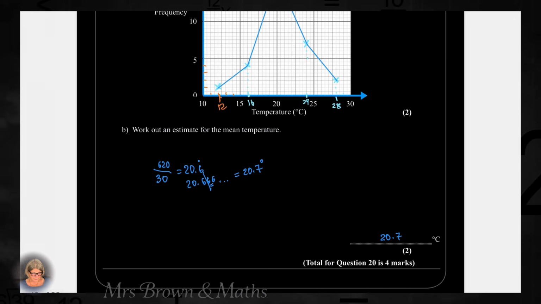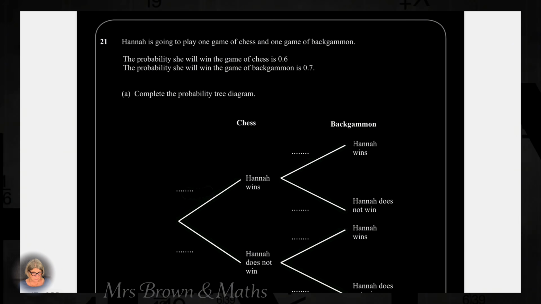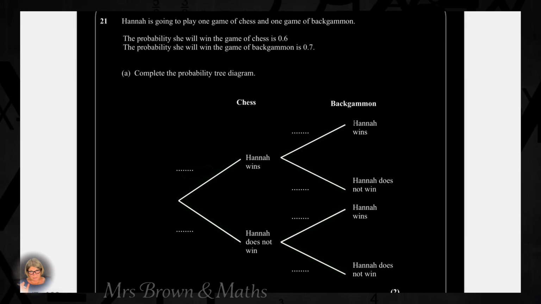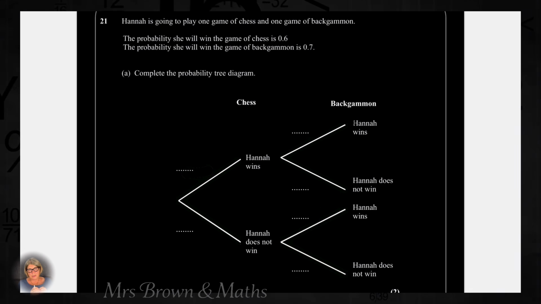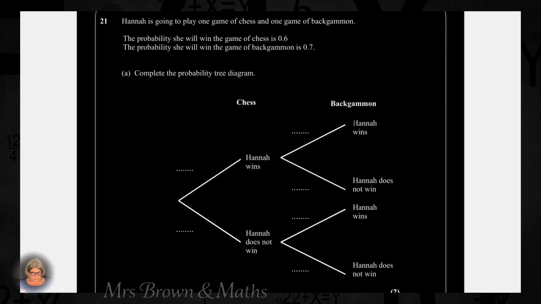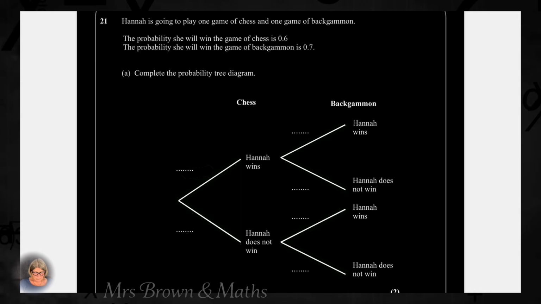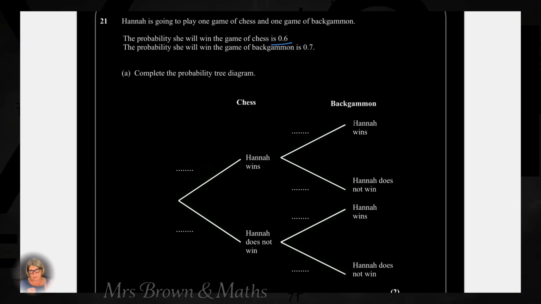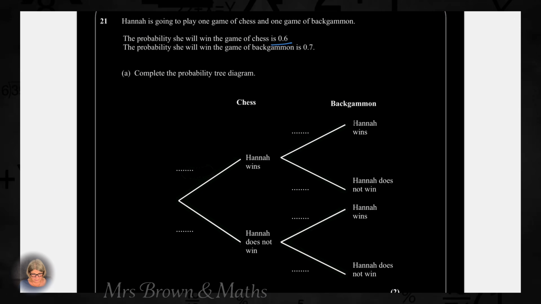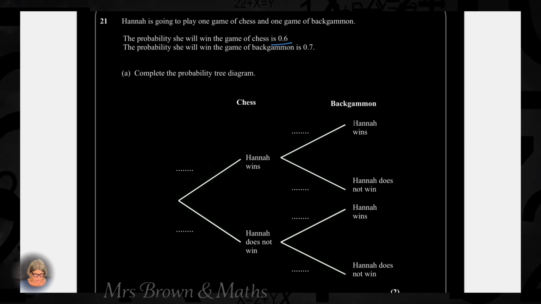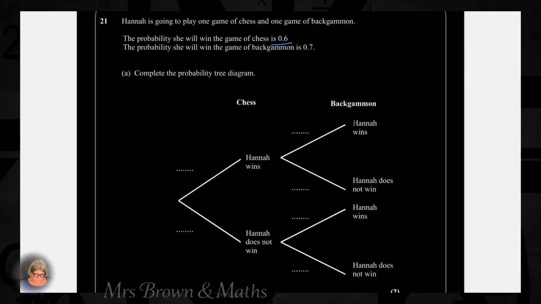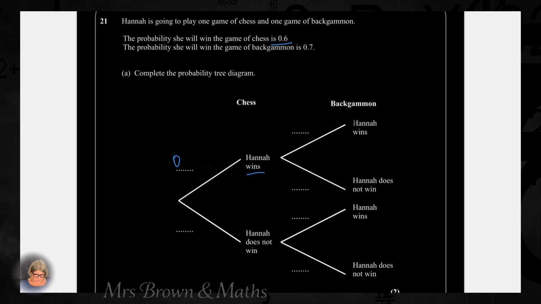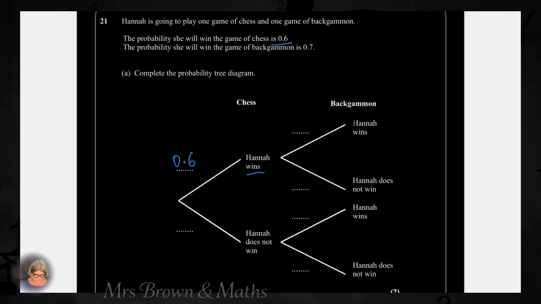Next one, probability. Just to remind you, probability always add up to 1. So if you're told that probability to win is 0.6, probability to lose is 0.4, and if you add them together, you will get 1. So she's playing chess, so win 0.6, so doesn't win means 0.4.